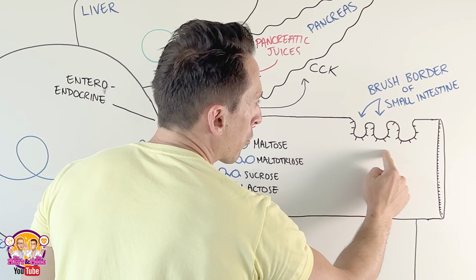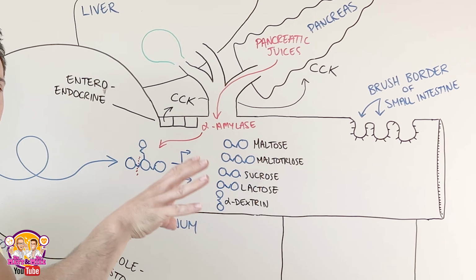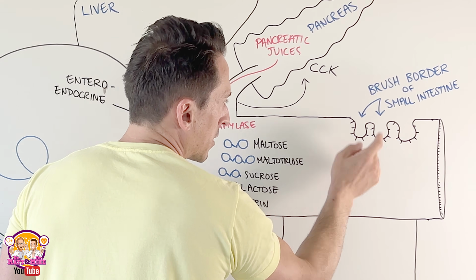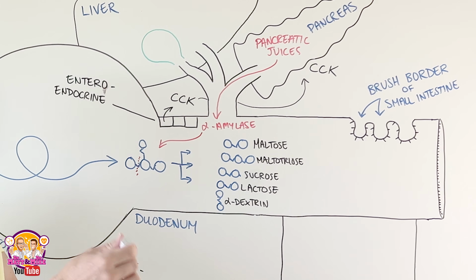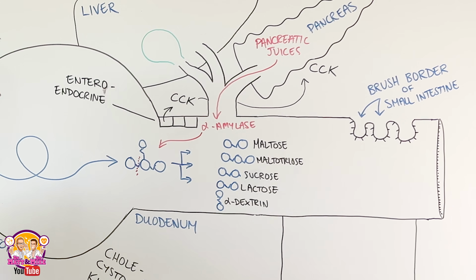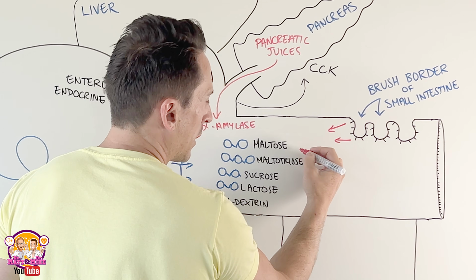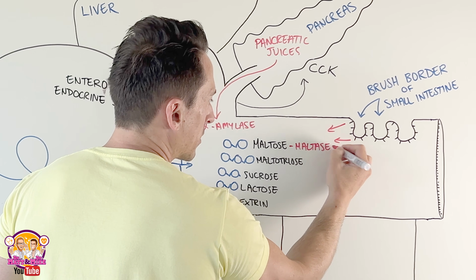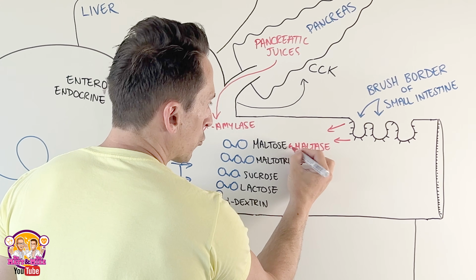Because of these brush border cells that line the small intestines. So as we move through the small intestines, you get these fingertip-like projections with even smaller fingertip-like projections that we call brush border cells, and they produce brush border enzymes. And these enzymes break down these sugar molecules. What are the enzymes? Well, the enzymes that they release include maltase to break down maltose. Maltase also breaks down maltotriose.